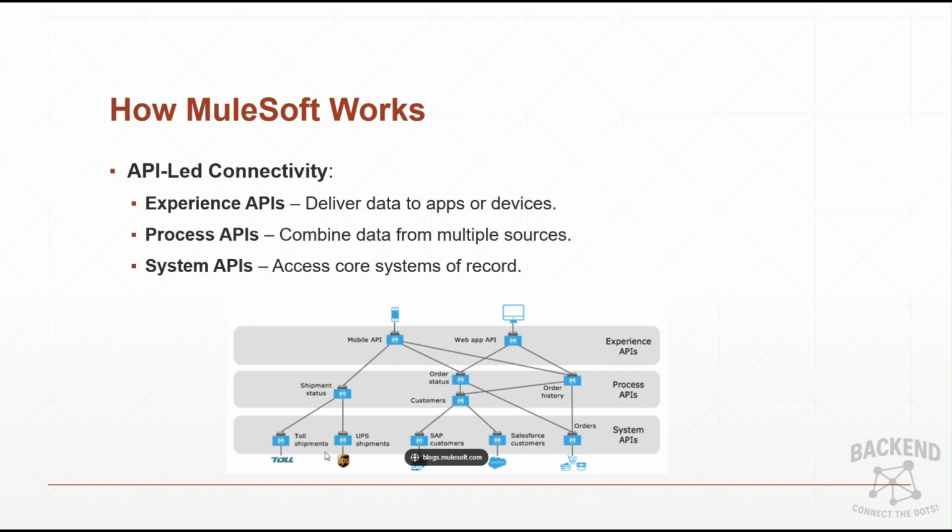If you see in this diagram, there is a UPS shipment API, which you are connecting to the UPS API, so we'll create one system API for them. You can treat the experience layer as just the point of contact to your application, the process layer as the business logic, and the system layers are connected to the databases, ERPs and everything, whatever the target system.